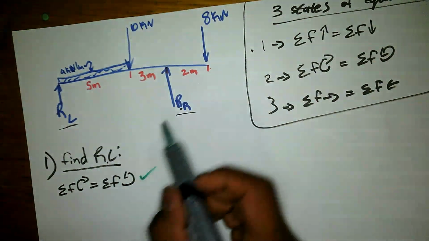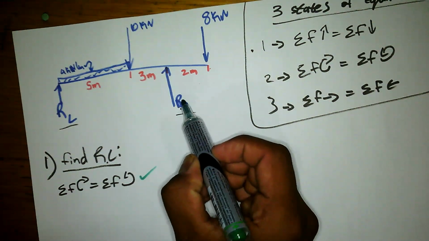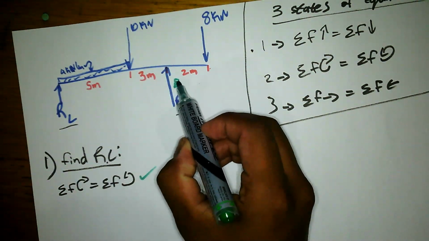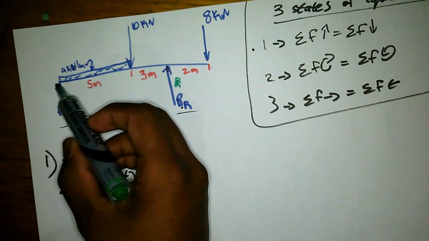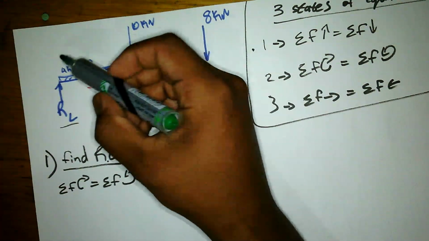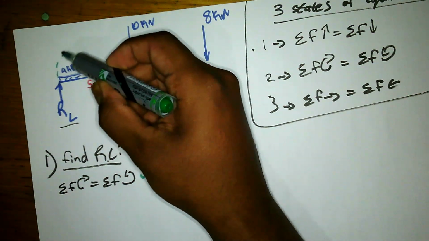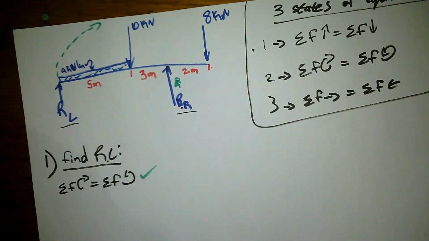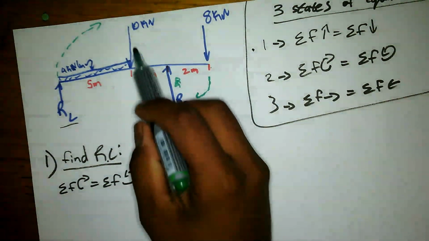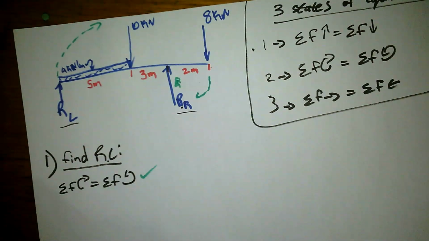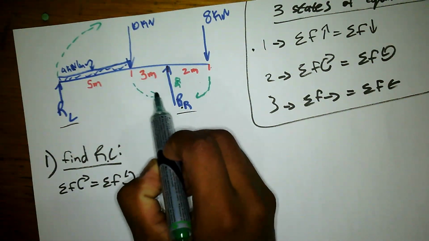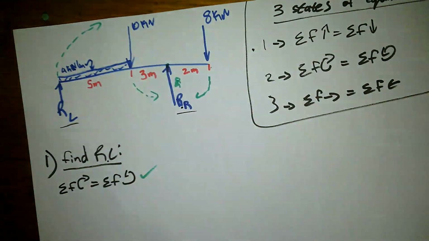So now, because we're moving about RR, make as if we are standing at RR and we are looking at the forces coming towards us. So now we know RR is pushing up. We know our 8 kilonewtons is pushing this way. We know that our 10 kilonewtons is pushing this way with reference to that point there.